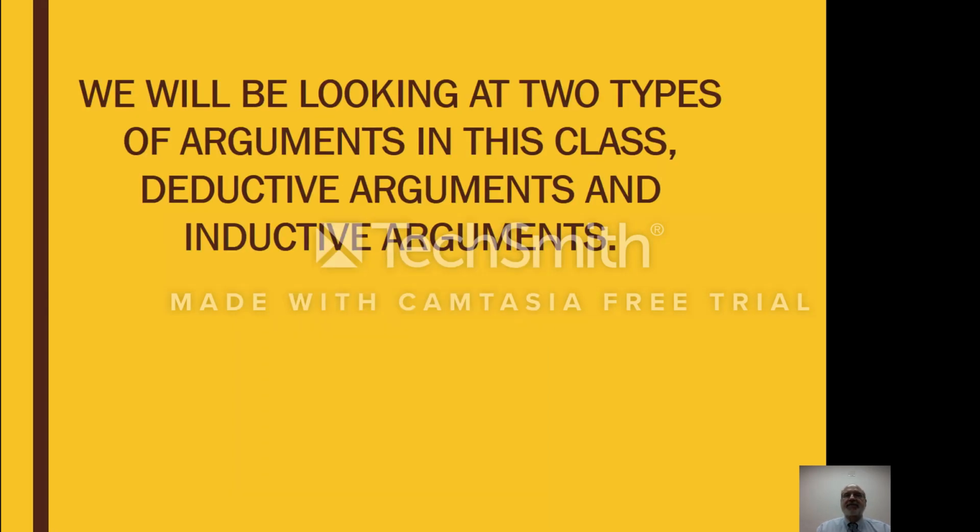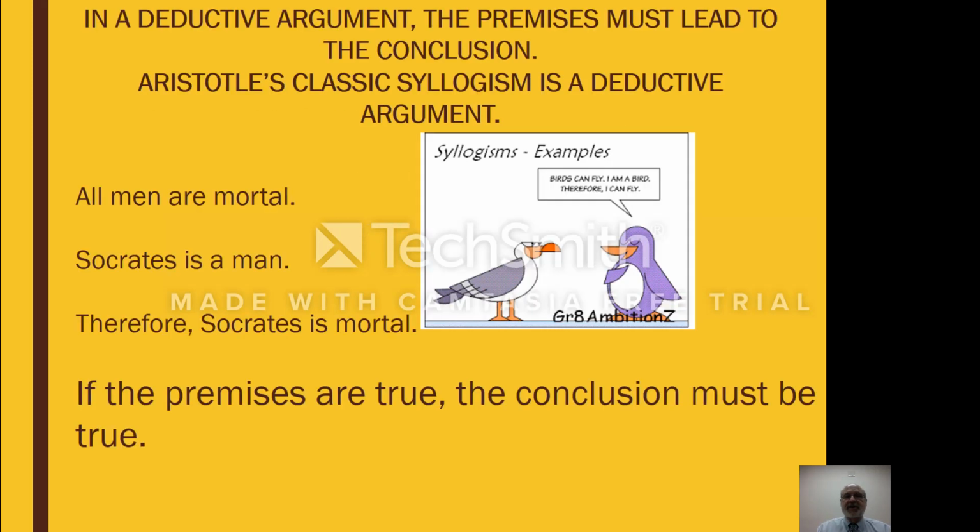We will be looking at 2 types of arguments in this class, deductive arguments and inductive arguments. In a deductive argument, the premises must lead to the conclusion. Aristotle's classic syllogism is a deductive argument. All men are mortal. Socrates is a man. Therefore, Socrates is mortal. Or the example we have in the cartoon, birds can fly. I am a bird. Therefore, I can fly.